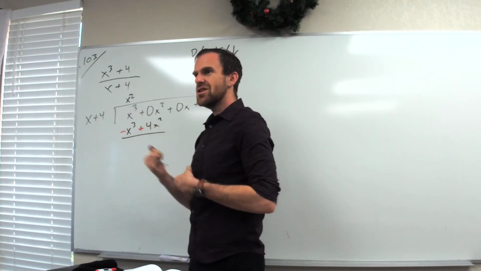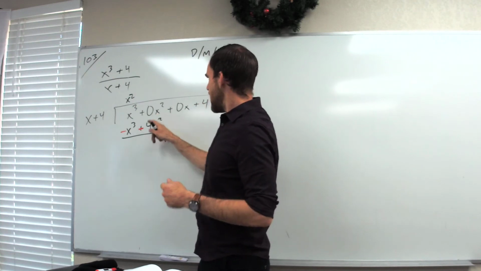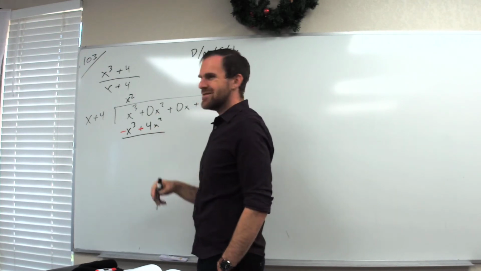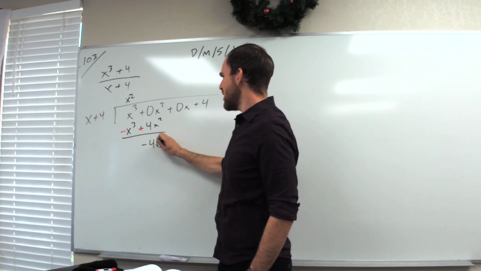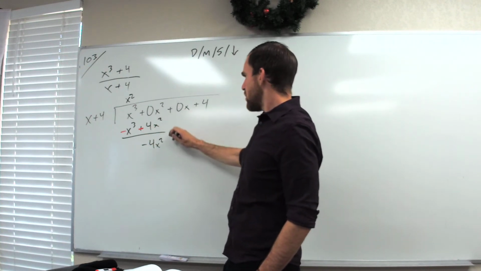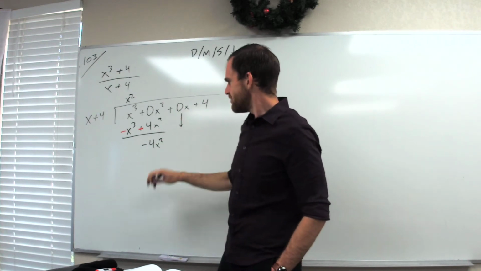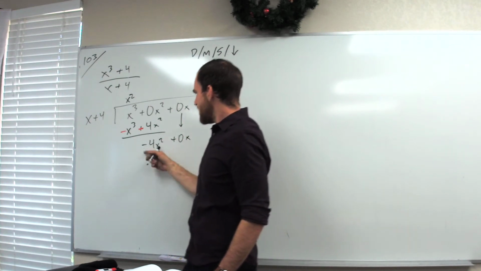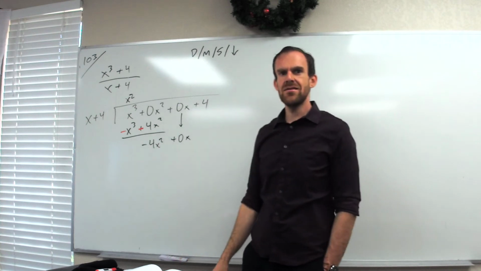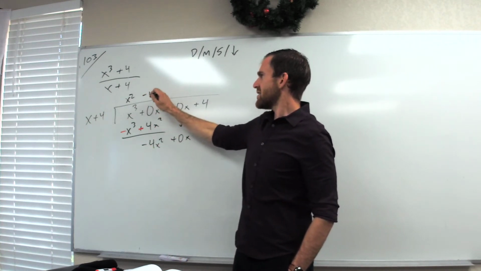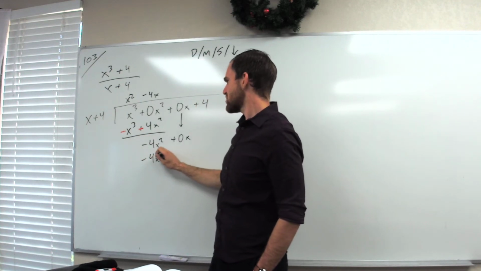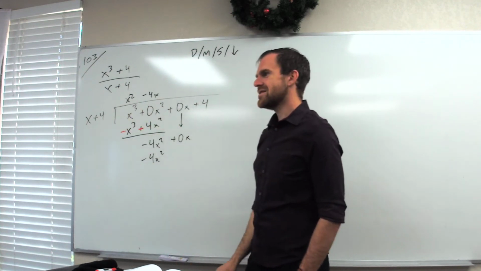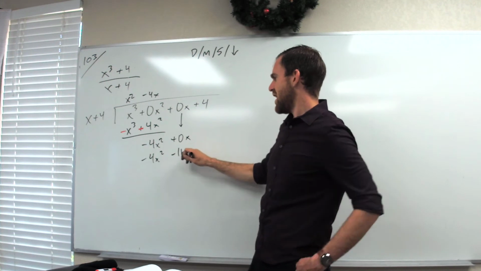X cubed minus x cubed is 0. X squared plus or minus, see, different color, minus 4x squared is minus 4x squared. Last step, bring down. Okay, negative 4x squared divided by x is negative 4x. Next step, multiply. Negative 4x times x is negative 4x squared. Negative 4x times negative 4 is negative 16x.